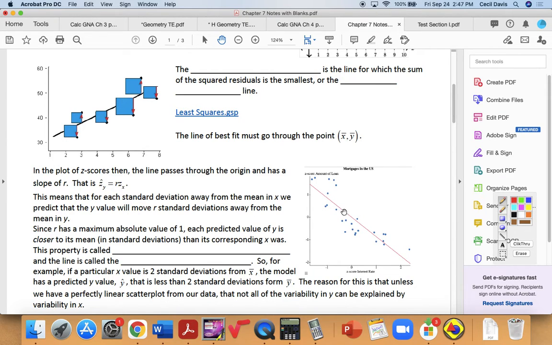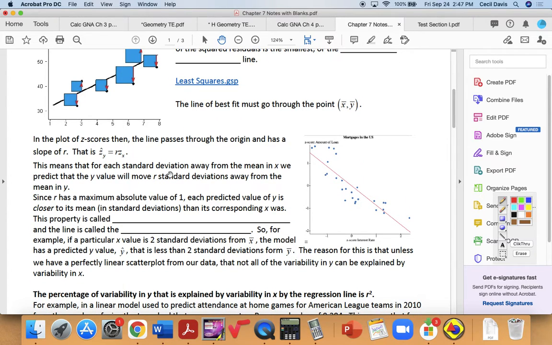It turns out that the slope of the line when you do this as z-scores is the correlation coefficient, which is pretty interesting that those two would be the same. So that means that for each standard deviation away from the mean in x, we predict that the y value will move r standard deviations away from the mean in y. And since r has an absolute maximum value of 1, each predicted value of y is closer to its mean in standard deviations than its corresponding x was.